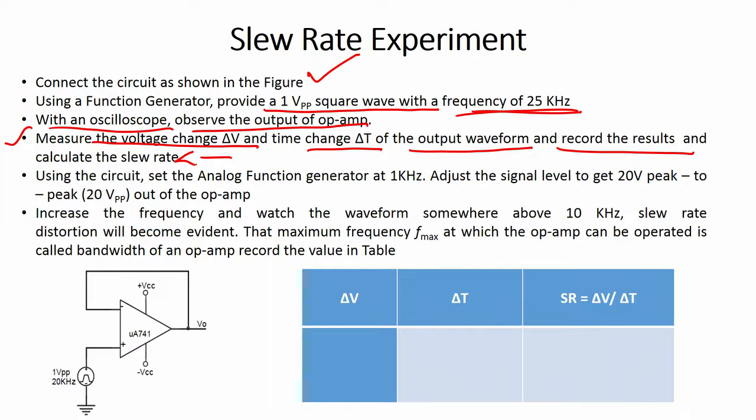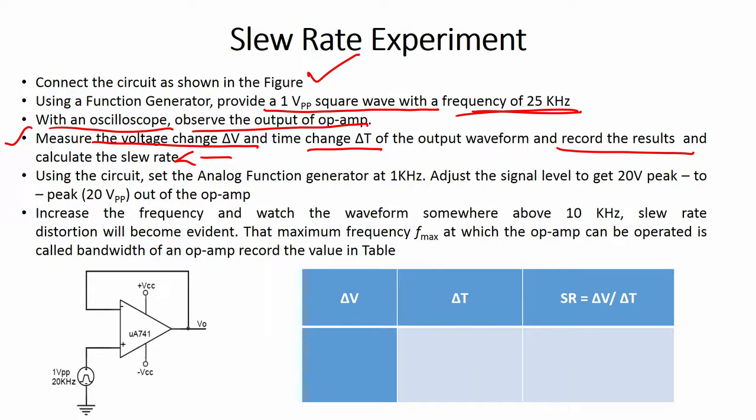First step, let us repeat: connect the circuit. Second, apply 1 volt peak to peak at 25 kilohertz using the function generator. Third, with an oscilloscope observe the output waveform. What we have to measure is the change in voltage delta V at time delta T of the output waveform, and from that we can calculate the slew rate SR, which is given by delta V by delta T.